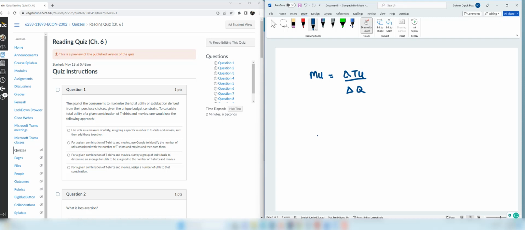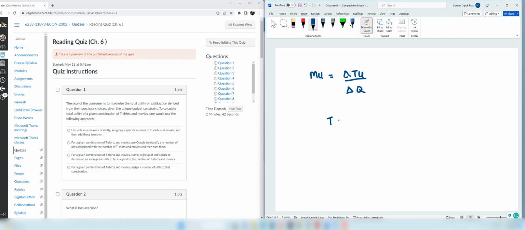The first one, the goal of the consumer is to maximize total utility or satisfaction derived from their purchase choices, given the unique budget constraint. To calculate total utility of a given combination of t-shirts and movies, one would use which of the following approaches? So the first answer is correct. Use utils as a measure of utility, assigning a specific number to t-shirts and movies, and then we add these together.